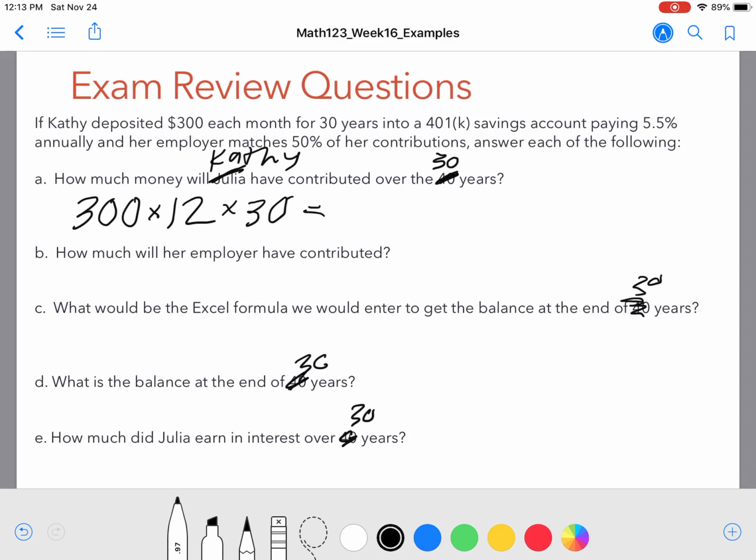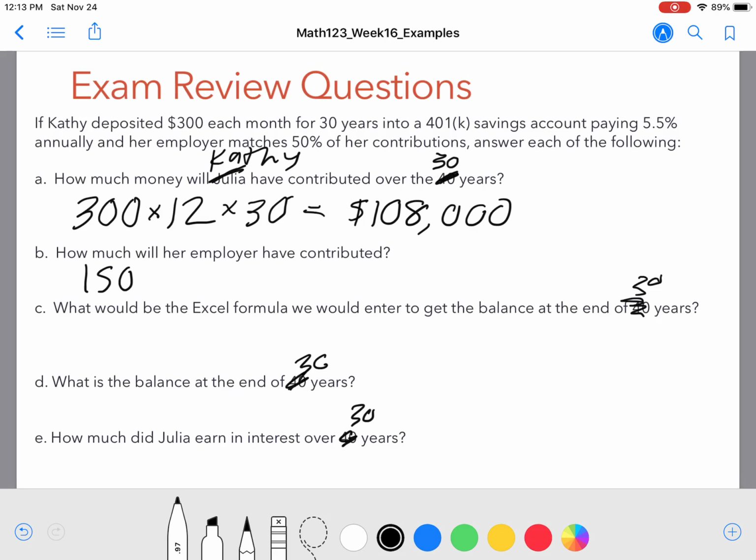And I get 108,000. So that means that she's actually putting in $108,000. All right, that's her own money that's going in. But then her employer is also going to put money in. So it says her employer matches 50% of her contributions. So this one we did two different ways in class. I'll show you both ways real quick.